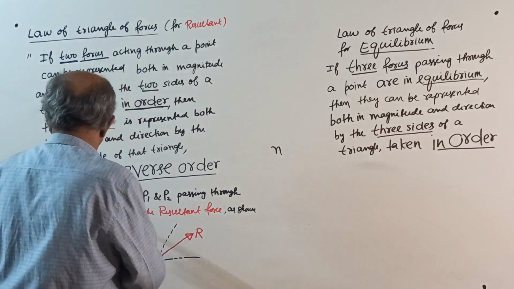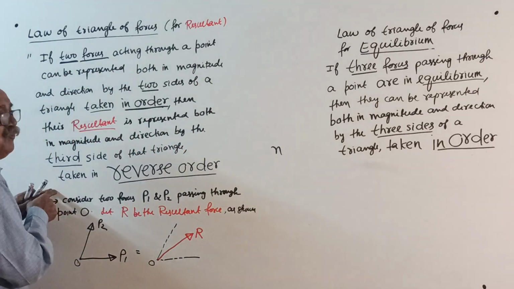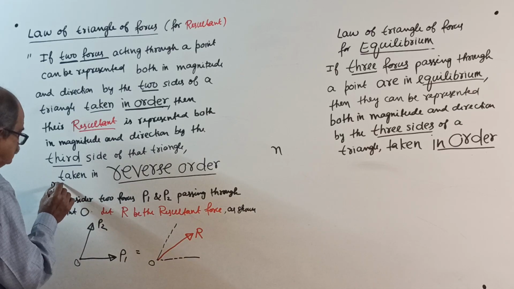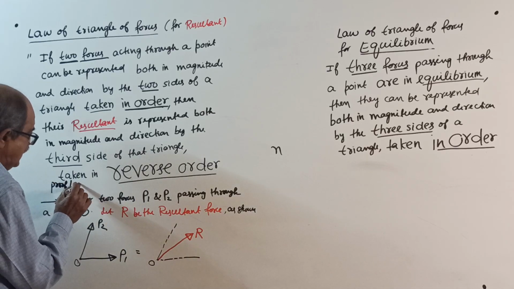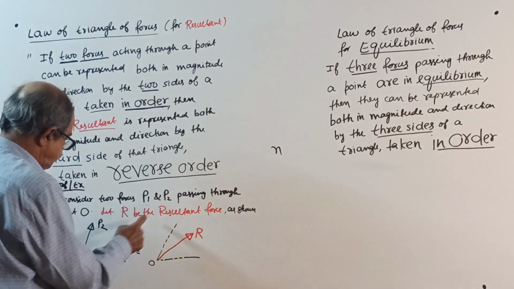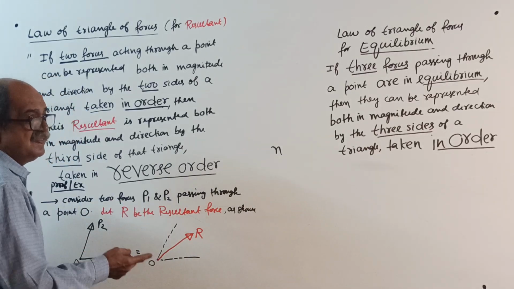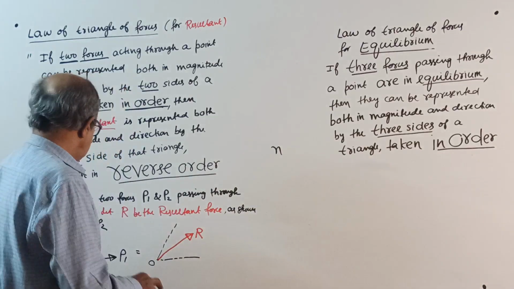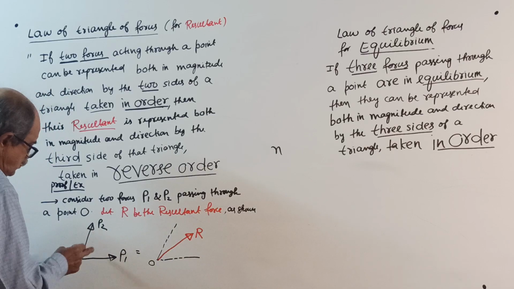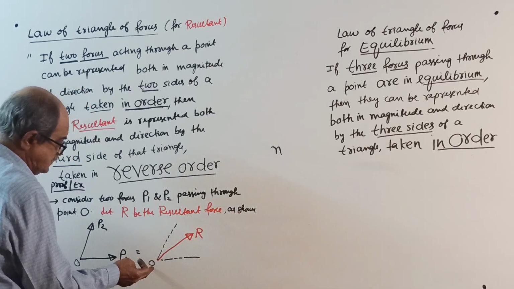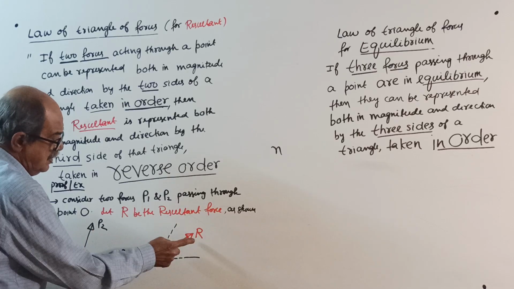Now start. You can write either proof or explanation. See, you can write here. This can be told as a proof or explanation. Anything you can write. Consider two forces P1 and P2. Angle theta, resultant alpha, etc. not required now. Consider two forces P1 and P2 passing through a point O. Let R be the resultant force as shown. This is P1, P2, this is R.